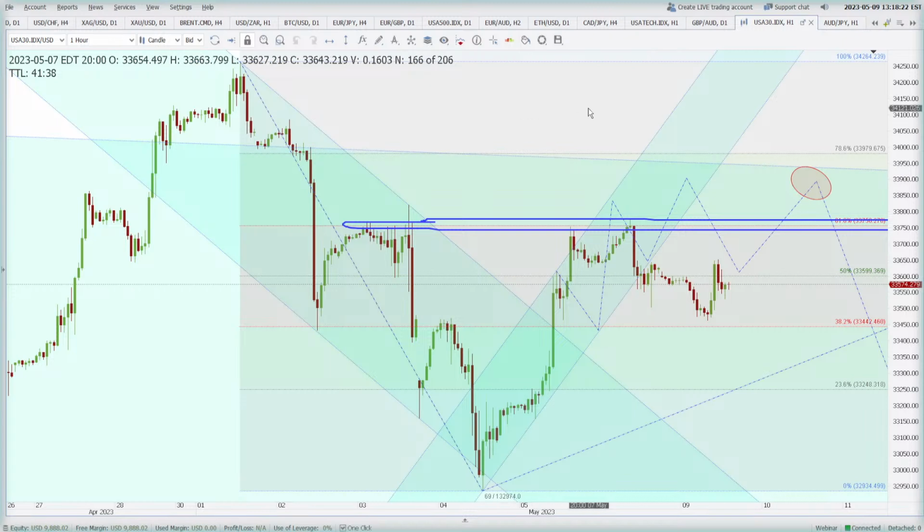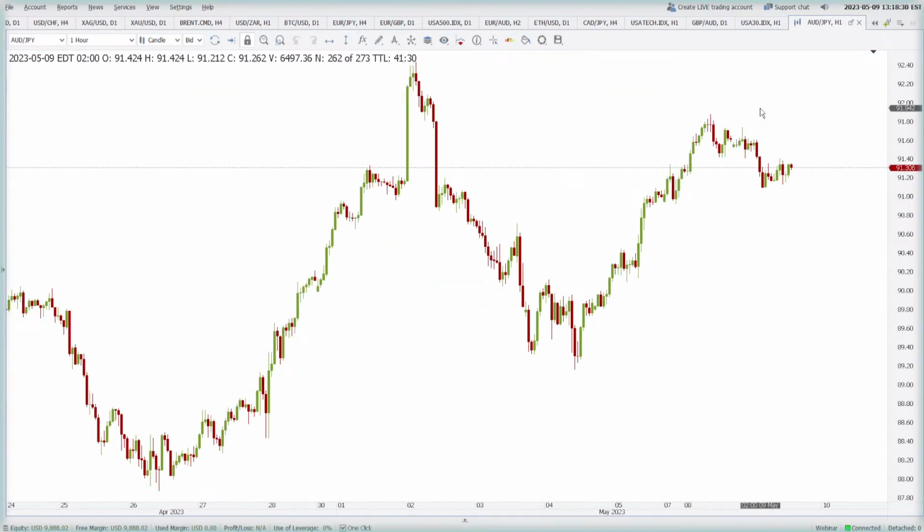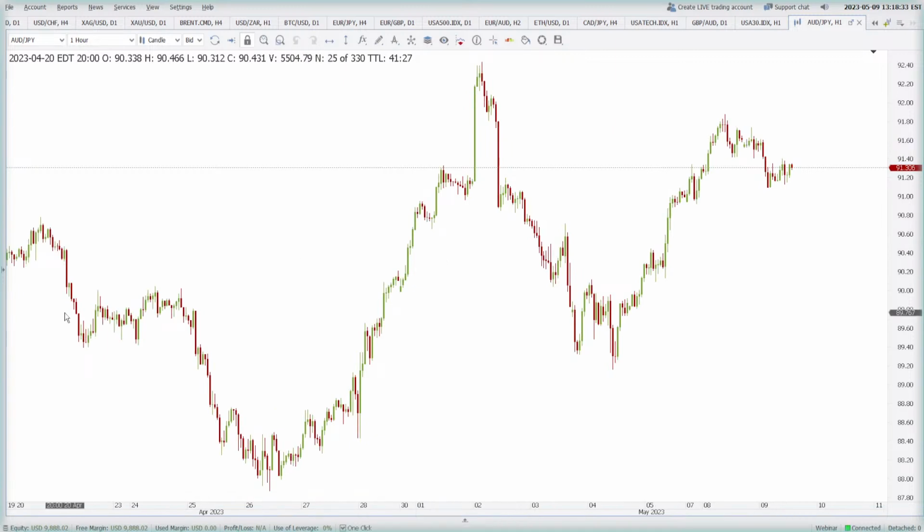USA 30, well, this is doing nothing. Okay, it got rejected here and now it is just consolidating. Audi JPY is for my personal use. That's all, guys. I think we are done for the day.